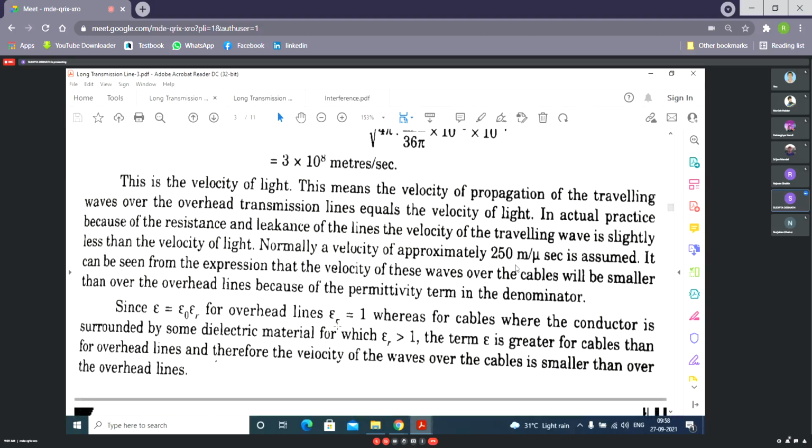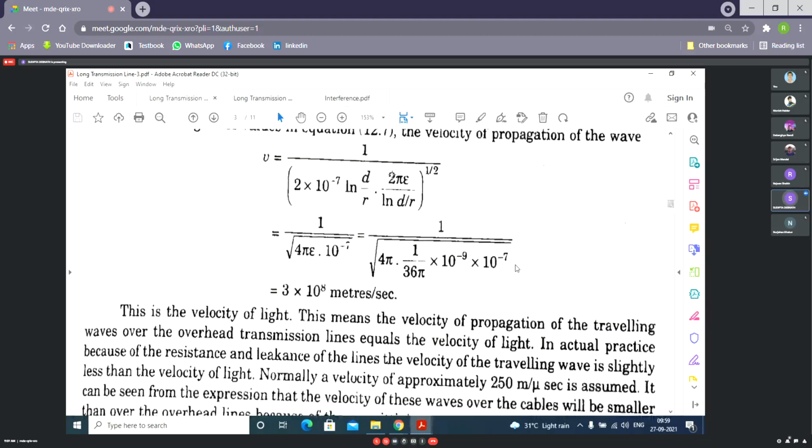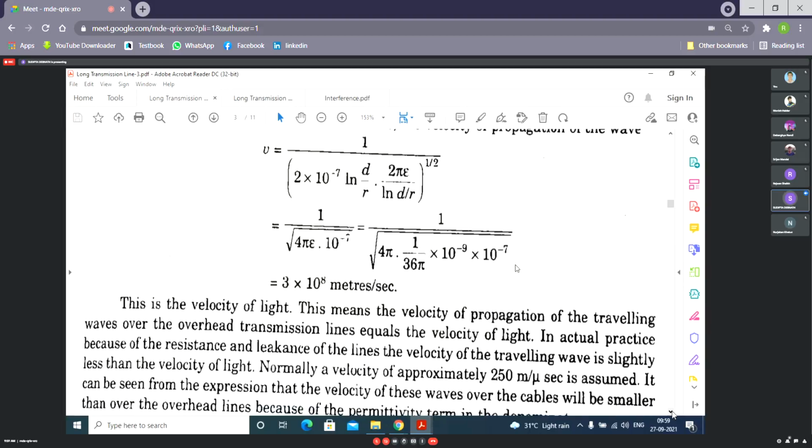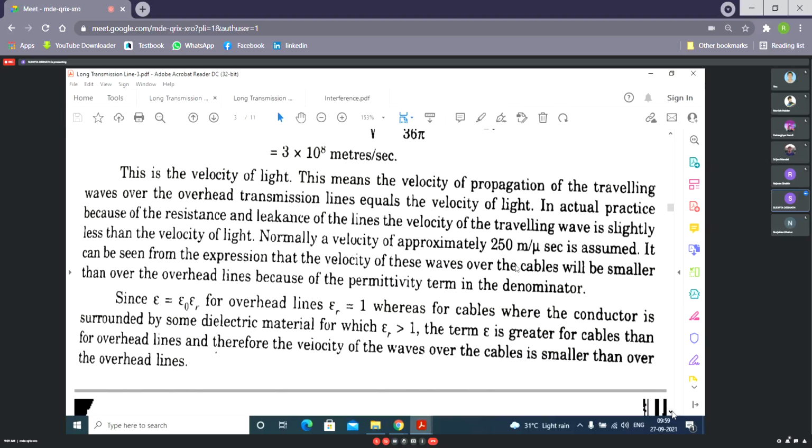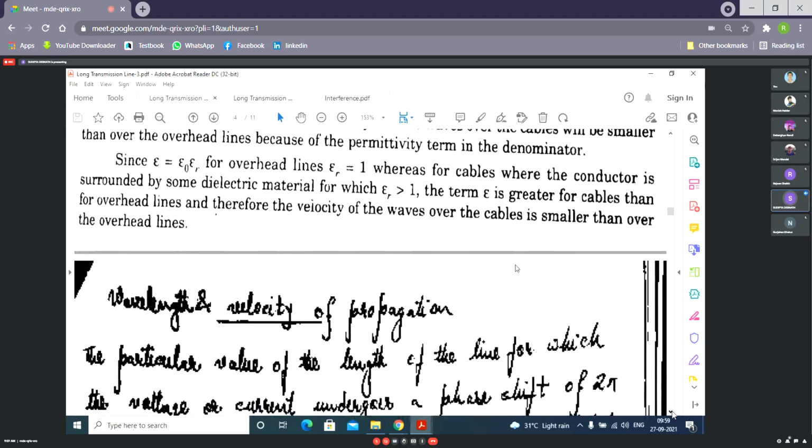Now, for cables, the conductor is surrounded by a dielectric medium, so epsilon r is greater than 1. It is not equal to 1 as in overhead transmission lines. So the velocity of the waves over cables is smaller than that of overhead lines, because epsilon will have some value other than epsilon naught. Understood up to this?